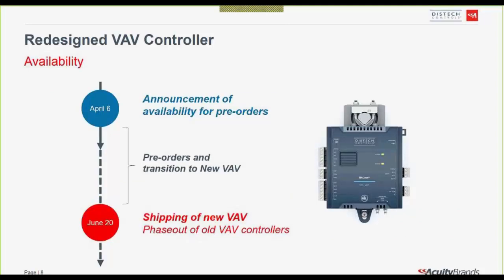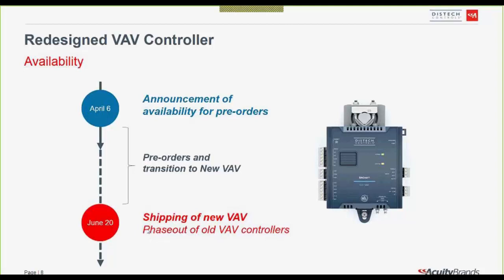So, availability of these new controllers: we did our initial release to sales on the 6th of April. This was our initial announcement of the VAV availability being this June, and the fact that we are willing to take pre-orders on this product. We're now in that period of pre-orders on the new VAV, and we're slowly transitioning to the new product, which will be launched on the 20th of June. So we're officially shipping the new VAV on the 20th of June.